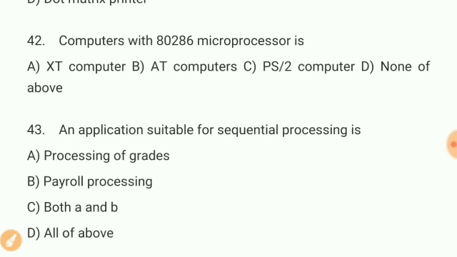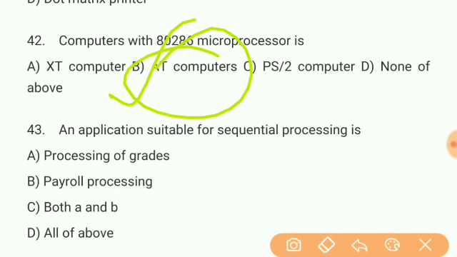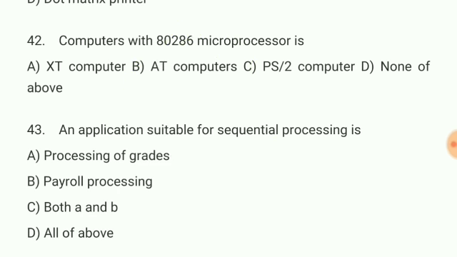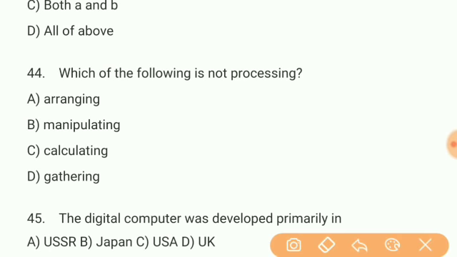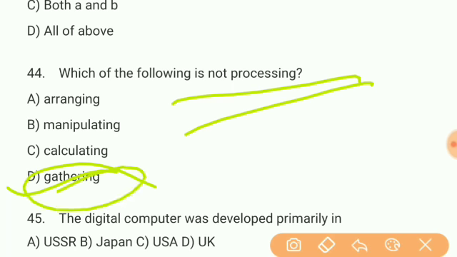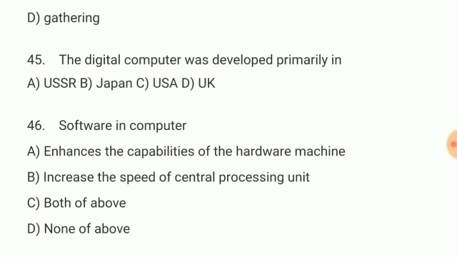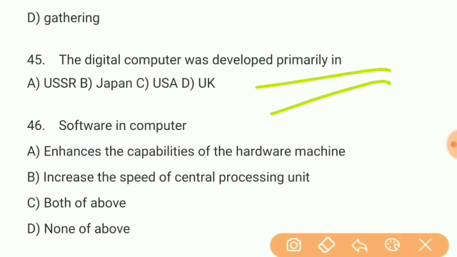Computers with the 80286 microprocessor are called AT computers. Then an application suitable for sequential processing is both A and B: processing of grades and payroll processing. Which of the following is not processing? Gathering. It is not processing. Then the digital computer was developed primarily in the USA.